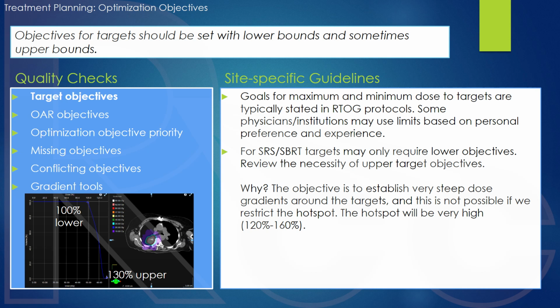For SRS and SBRT, the targets may only require lower objectives. It's important to review the necessity of an upper objective and why. Why is that? Well, the objective is to establish a very steep dose gradient around the target. And this is not as easy to do, or as possible, if we restrict the hotspot, that is, if we make the dose homogeneous. Making a uniform PTV dose at the prescription level will absolutely make the dose gradient more shallow, and that can lead to toxicity to the healthy tissues nearby.